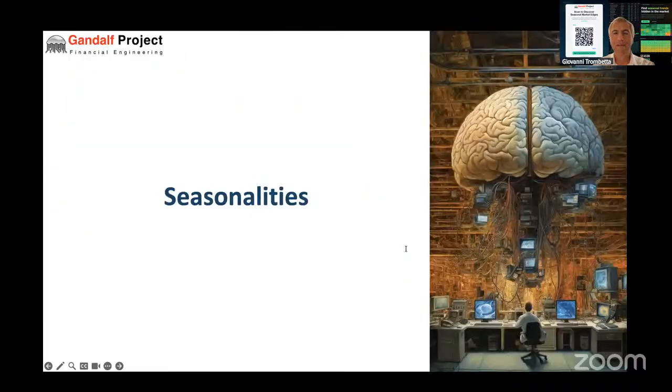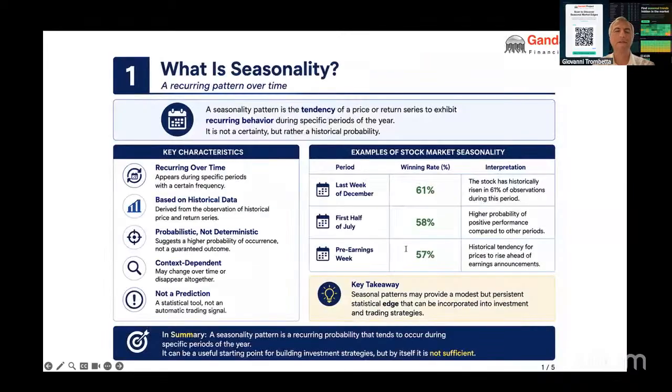So let's dive into seasonalities. What is a seasonality? Maybe you have heard about seasonalities when talking about commodities, in particular grains, precious metals, or even meats. Seasonality is not a prediction. It's a recurring statistical tendency observed in historical data. So what is a seasonality pattern?